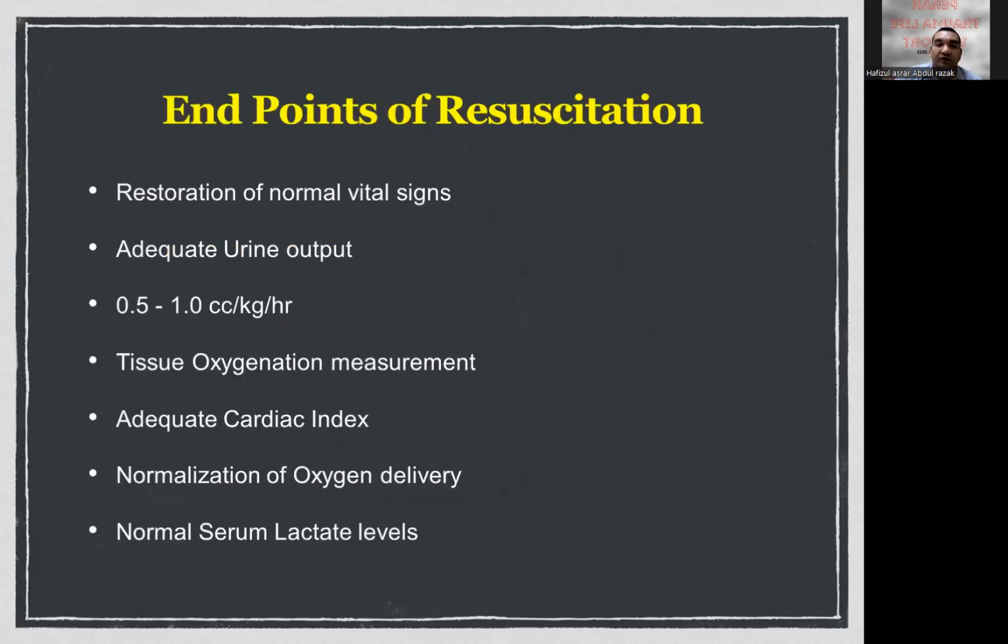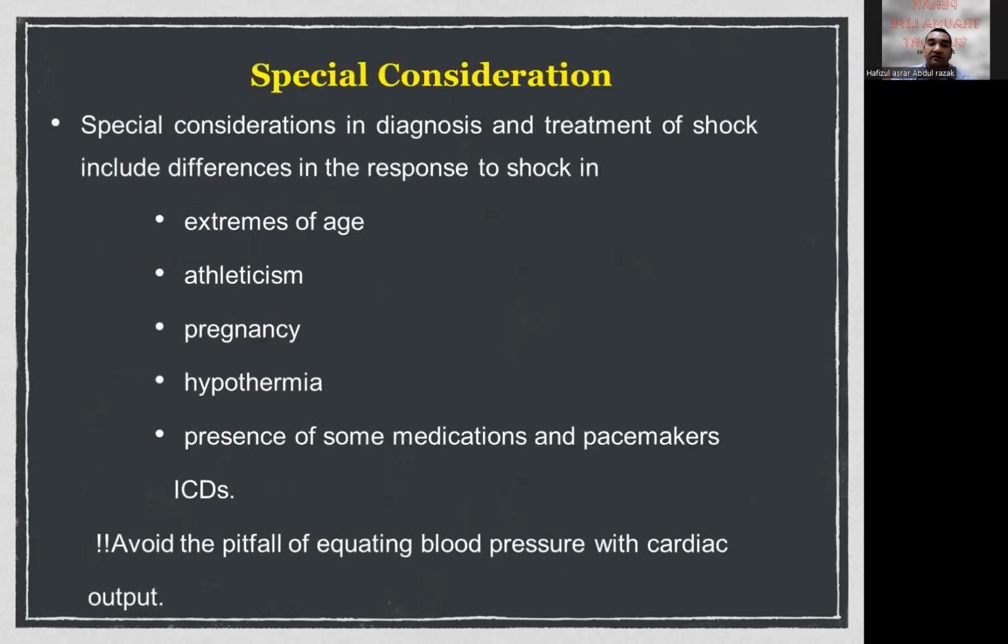And what are the endpoints of resuscitation that we need to achieve? Okay. So basically, these are all the targets: restoration of normal vital signs, adequate urine output according to the age, 0.5 to 1 cc per kilo per hour. You have adequate tissue oxygenation measurement, SpO2 okay, the lactate is improving, adequate cardiac index, stroke volume is good, cardiac output is good, BP okay, normalization of oxygen delivery, and normal serum lactate levels.